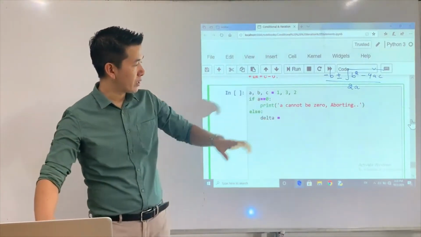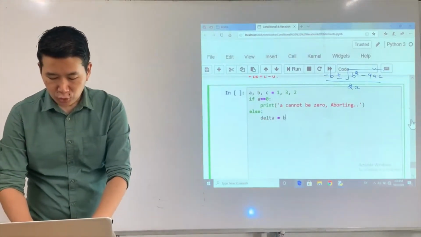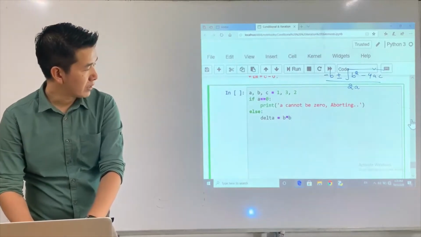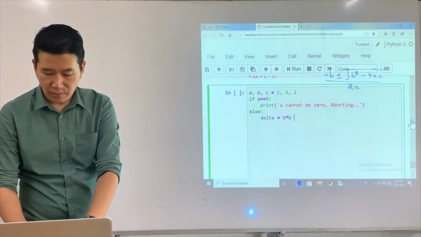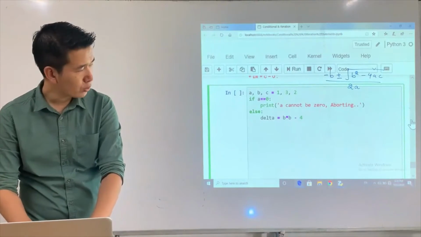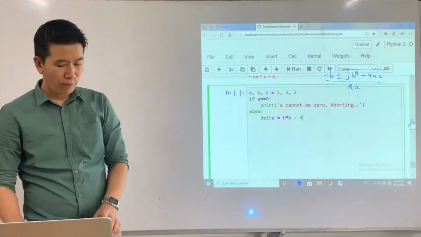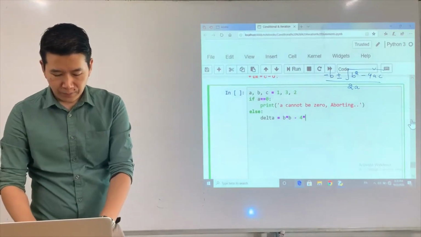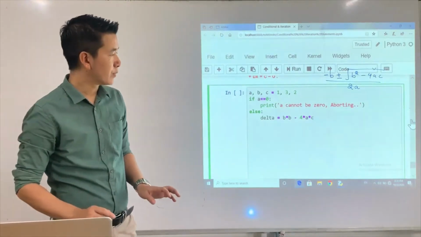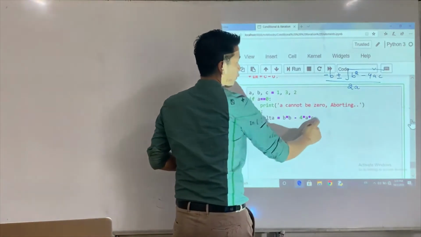I calculate b square minus 4ac. So b square is as good as b multiplied with itself and then minus 4. Don't write like this. It's not maths, right? It's computer science. So 4 multiplied by a multiplied by c, right? So b square minus 4ac.